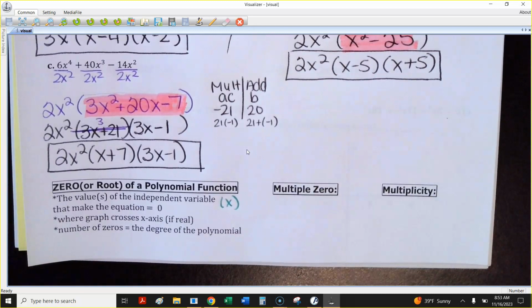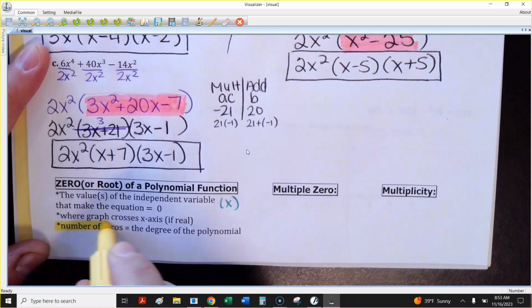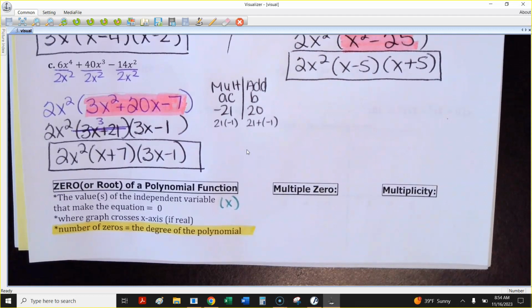But the third thing down here is super important. The number of zeros, or the number of answers or solutions or whatever you want to call it, is going to match the degree of the polynomial. So if I have a quadratic, I should have 2 answers. If I have a cubic, I should have 3 answers. If I have a quartic, I should have 4 answers. And you're probably thinking back to a couple problems we did with the quadratics where we just had 1 answer, maybe.